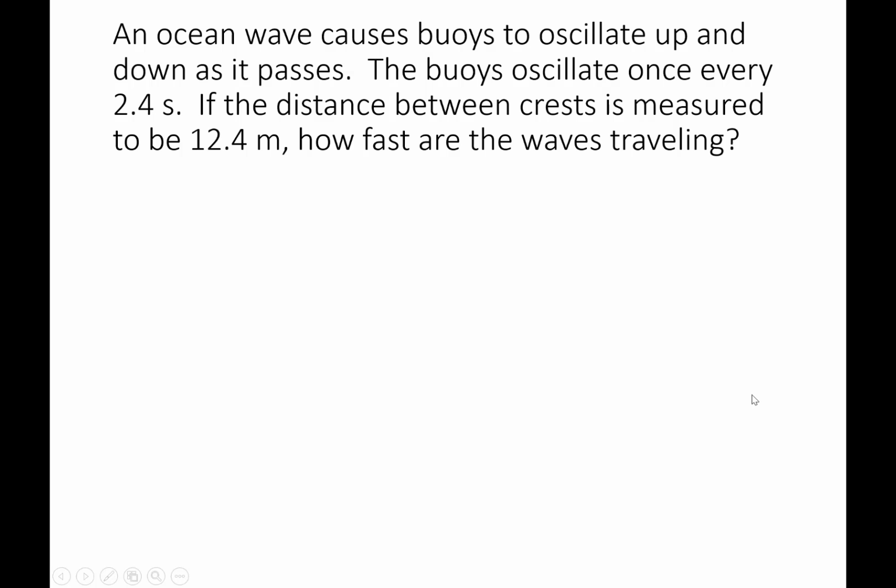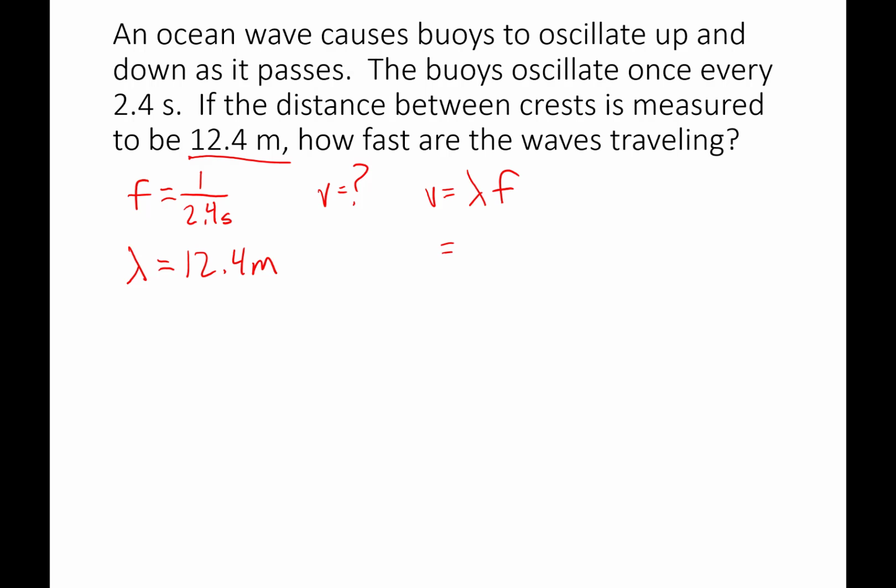So let's do one example. An ocean wave causes buoys to oscillate up and down as it passes. The buoys oscillate once every 2.4 seconds. So once every 2.4 seconds, that's our frequency. Frequency is 1 every 2.4 seconds. If the distance between crests is measured to be 12.4 meters, how fast are the waves traveling? Well, distance from crest to crest, that's our wavelength, lambda, 12.4 meters. We want to find the speed, but we know speed is wavelength times frequency, so we can just plug in our wavelength, 12.4 meters, times our frequency, 1 over 2.4 seconds.